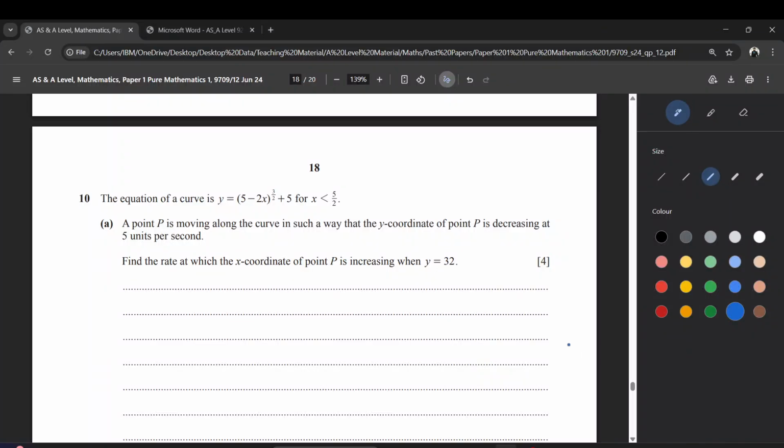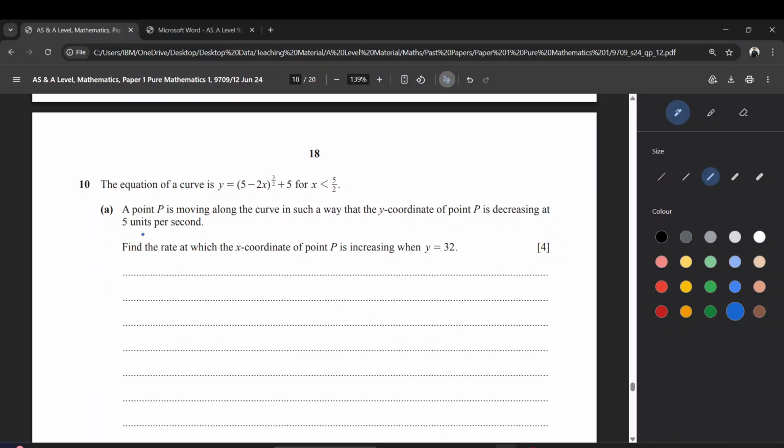All right, so let's move to question number 10. The equation of a curve is y equals (5 minus 2x) to the power 3 upon 2, plus 5, for x less than 5 upon 2. A point P is moving along the curve in such a way that the y coordinate of point P is decreasing at 5 units per second.